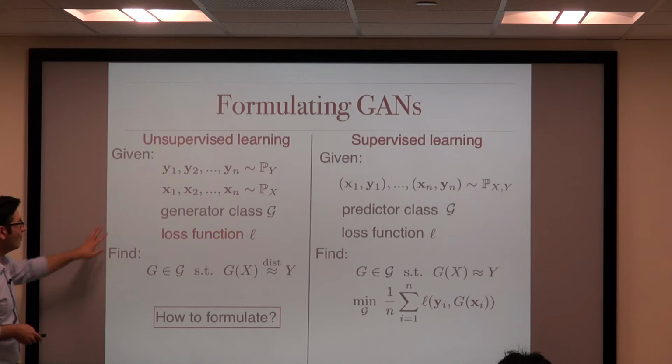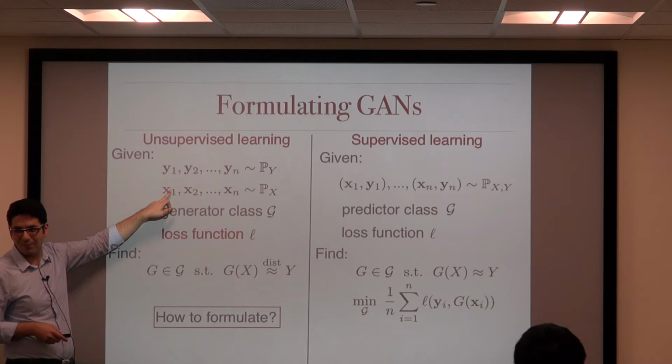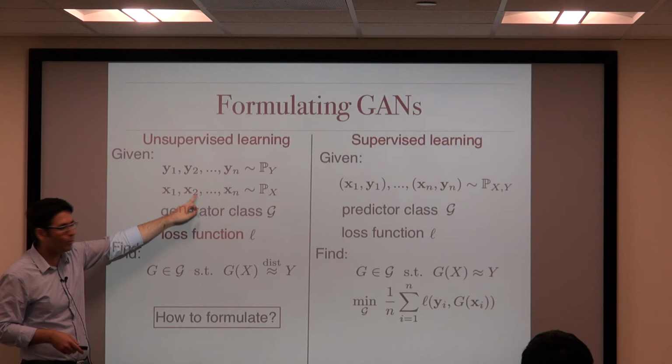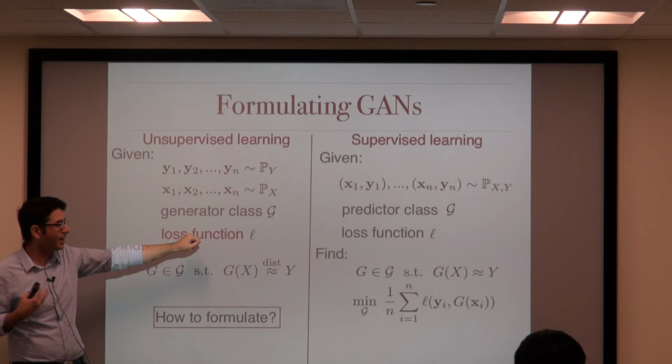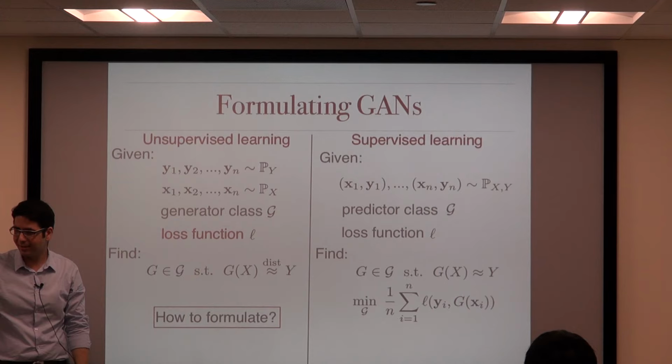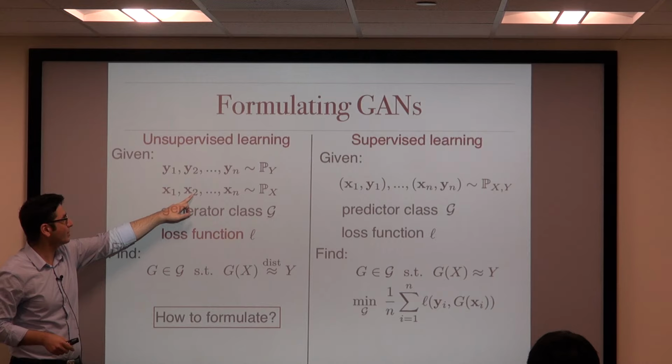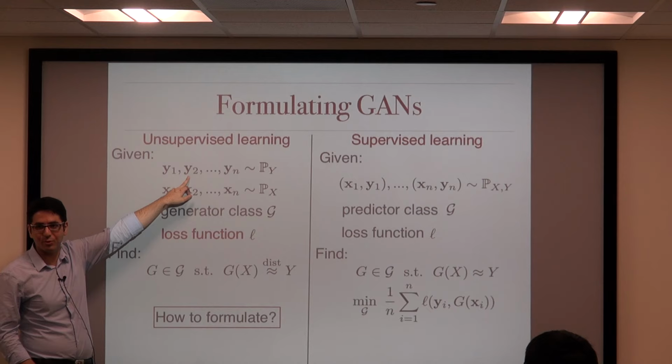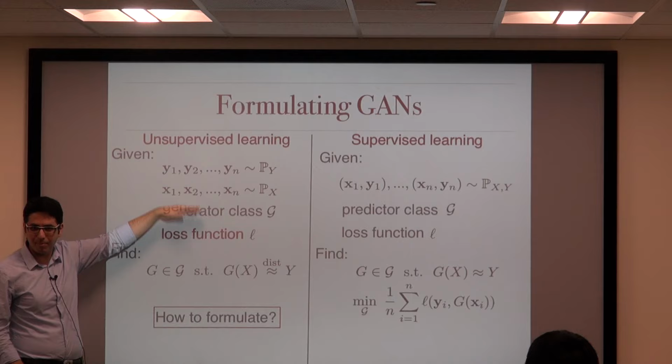If I had a coupling between X's and Y's, say X1 corresponds to Y1, X2 is coupled to Y2, Xn is coupled to Yn, then I could solve this problem exactly because I have already picked a loss function. And I would solve this optimization, I'd pick a good G from my class. But I don't have the coupling. Maybe I need to use X2 in order to predict Y1, and X1 in order to predict Y2, and so on and so forth. So the only difference here is that I don't have the coupling. Here, I have the coupling. This is given to me by nature, okay?